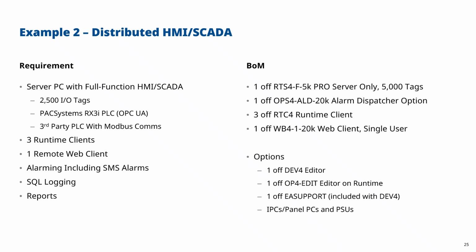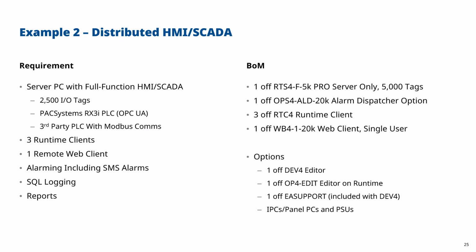Now what the customer also wants is 3 runtime clients. They want remote web clients. They want alarming, including SMS messaging this time. And they also want SQL logging and reporting. So our bill of materials for this is, first of all, we consider the server. So we can cover the server with RTS4-F-5K, and that's the Pro server only. So the reason is we're assuming that the server PC will be locked in a cupboard, so it doesn't need a local client. And 5,000, that's the next tag count up from 2,500.